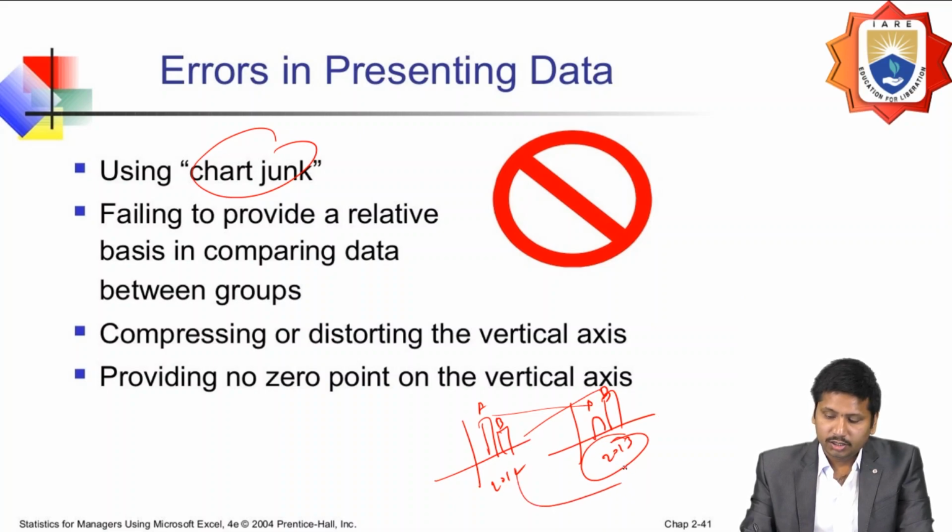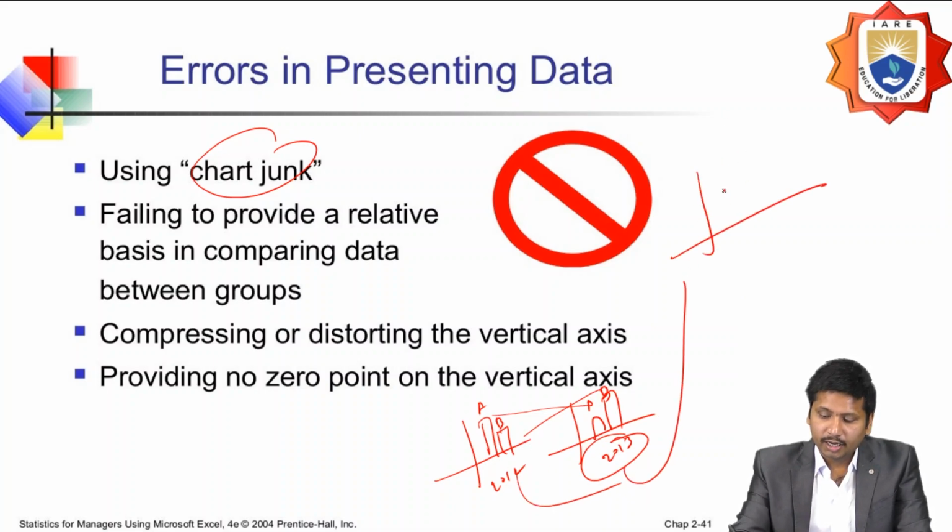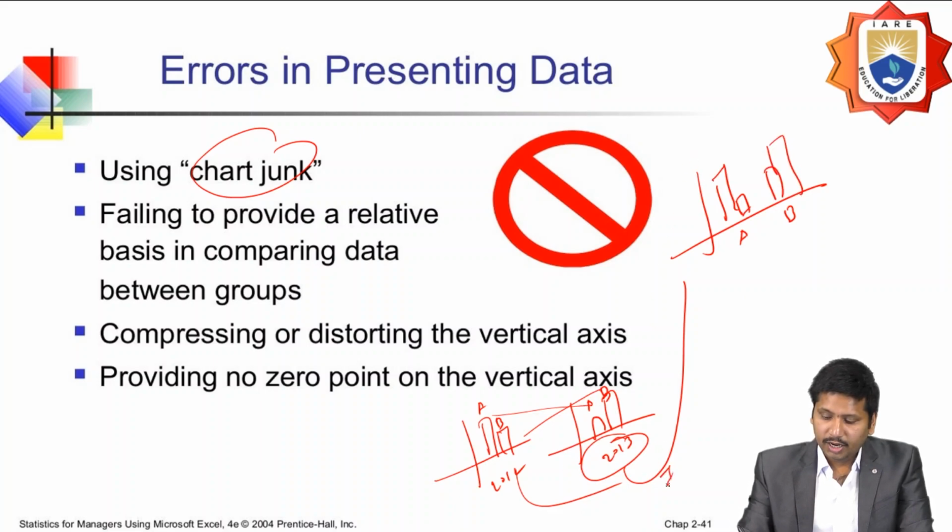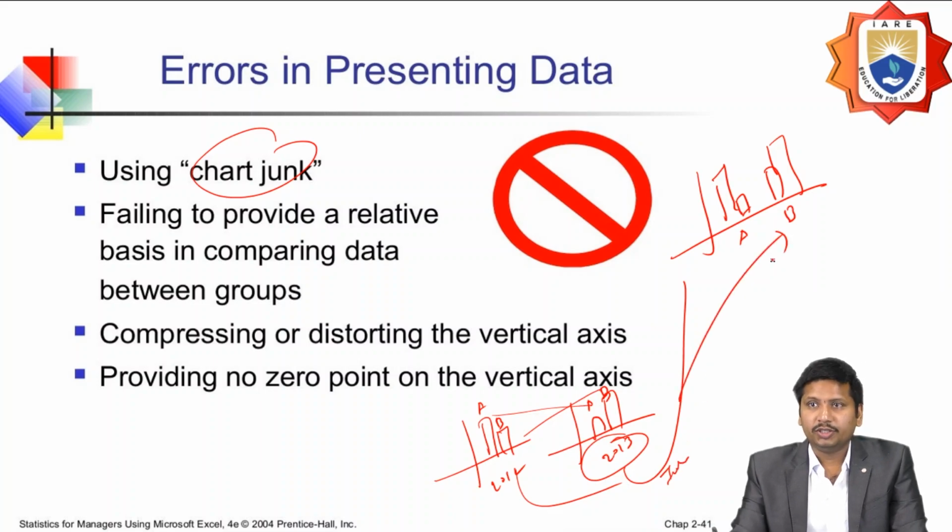So instead of this, we can draw a better diagram, like for A it should be this, and for B like this. So instead of this diagram, it is better to show this one. That should be the better visualization for comparing the data.